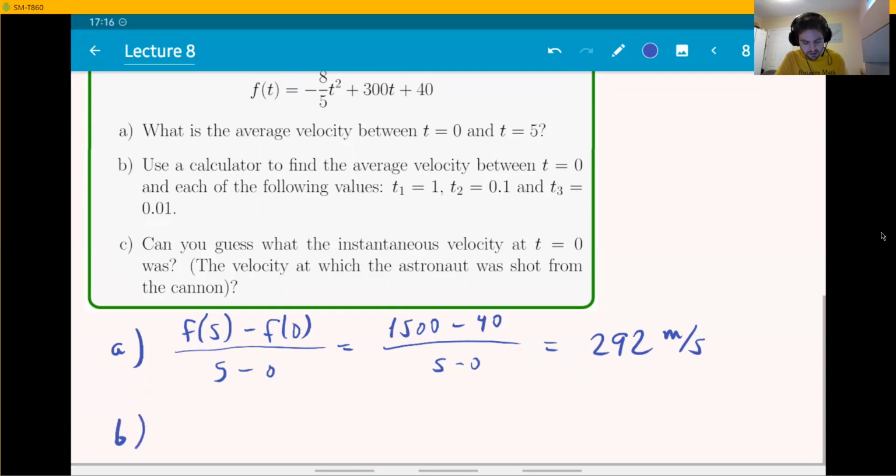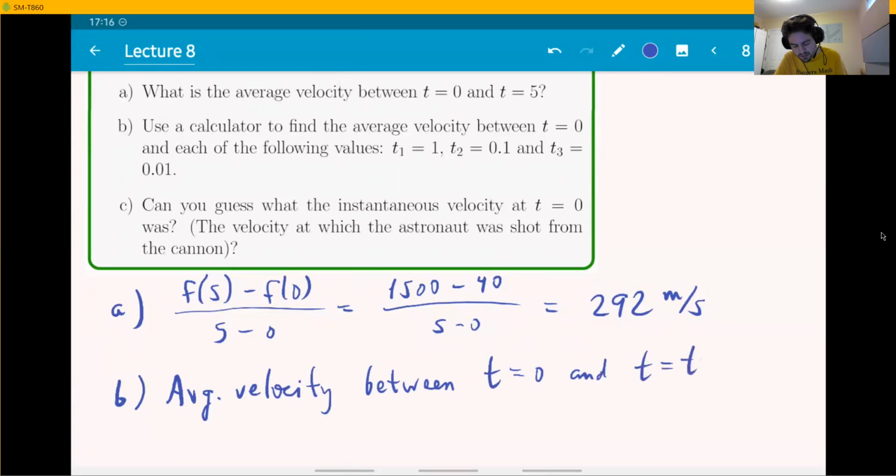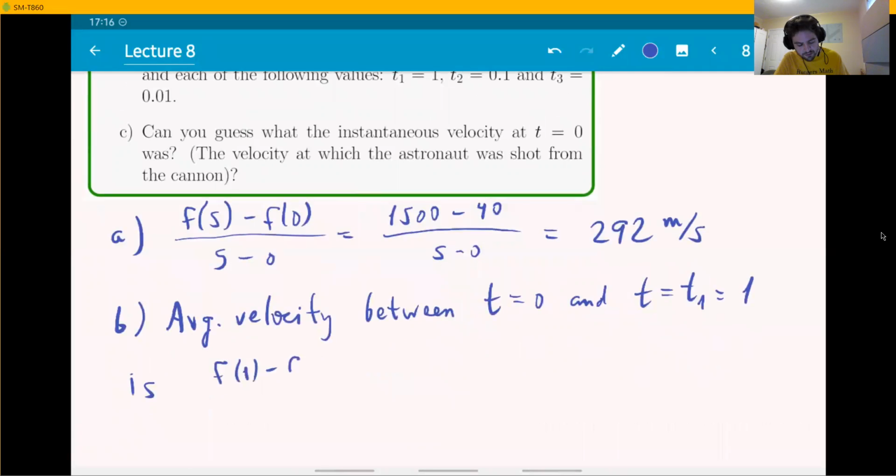So for example, the average velocity between time 0 and this time t1 that you're calling, which is just 1, is, this is how you compute average velocity, difference in positions divided by difference in time. So you have to compute this expression now according to that formula. You're going to find out 298.4 meters per second.